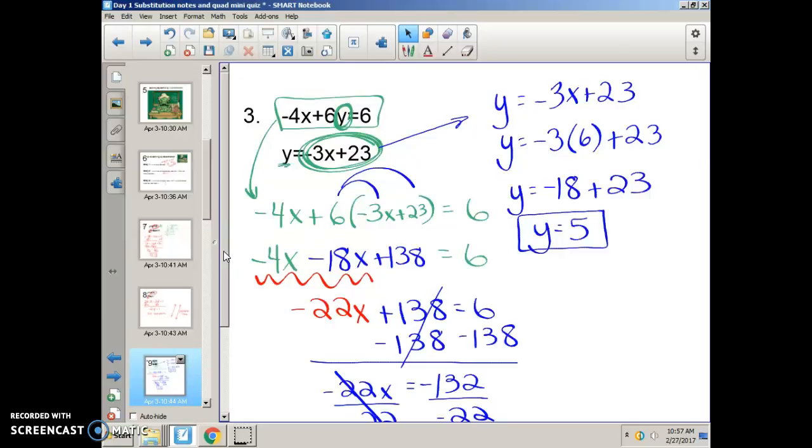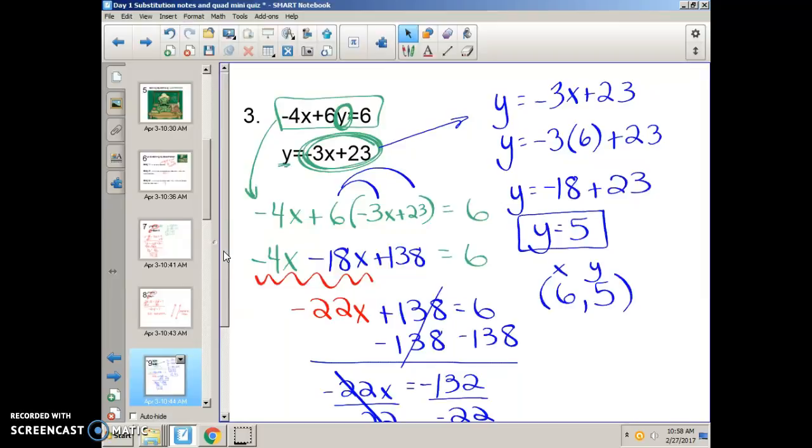And actually, when you put those two numbers together, that is the spot on a graph where those two lines would cross. 6, 5, because this is x, this is y. That is where the two lines would cross if I was to graph those lines. That's what that means.